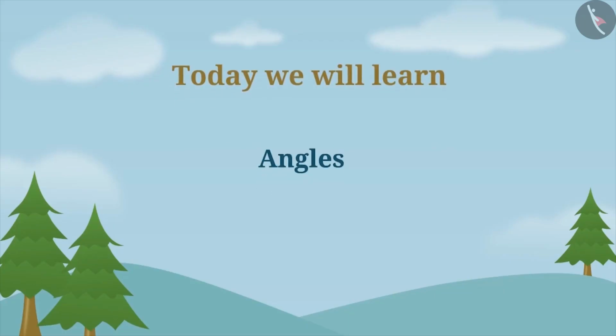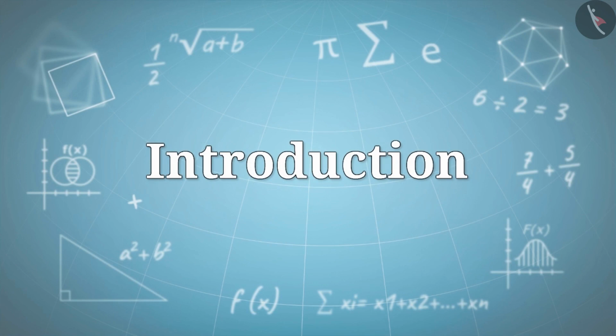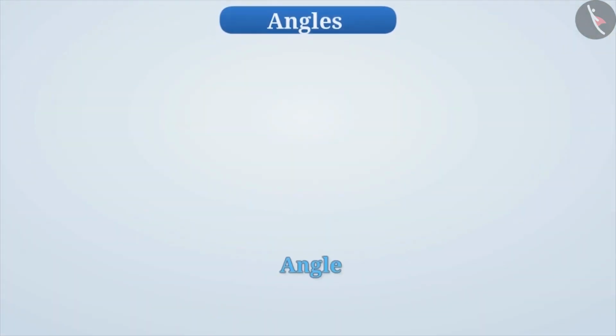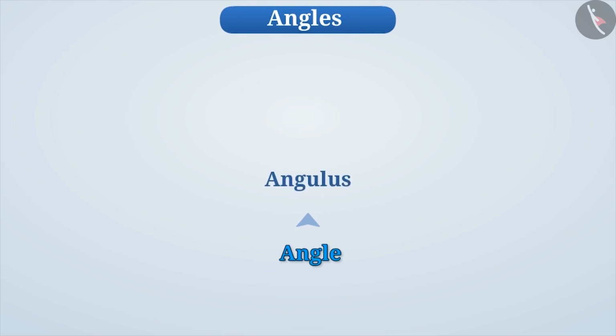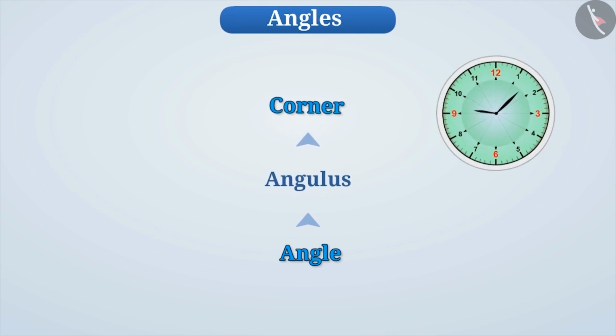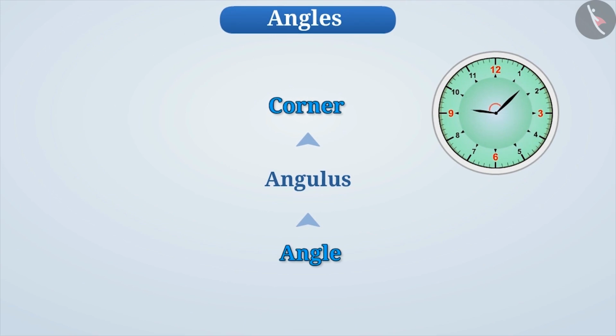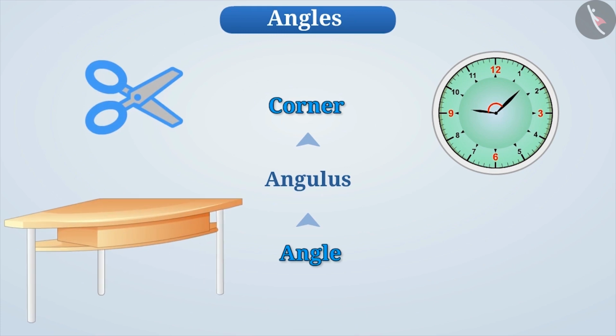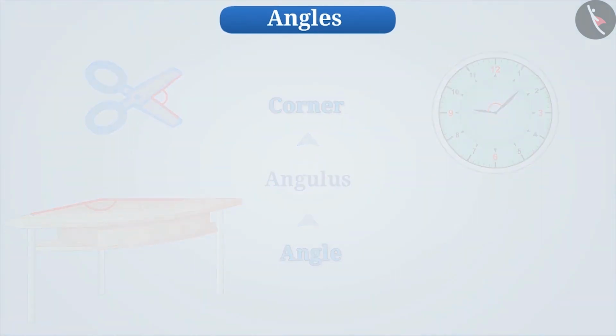Today, we will learn about angles. The word angle originates from the Latin word angulus, which means corner. Like the hands of a clock form a corner, we say that the hands of a clock are making an angle. In this way, we see angles in many objects around us, such as the blades of a scissors together make an angle, the corner of a table makes an angle, etc. So let's learn more about angles.